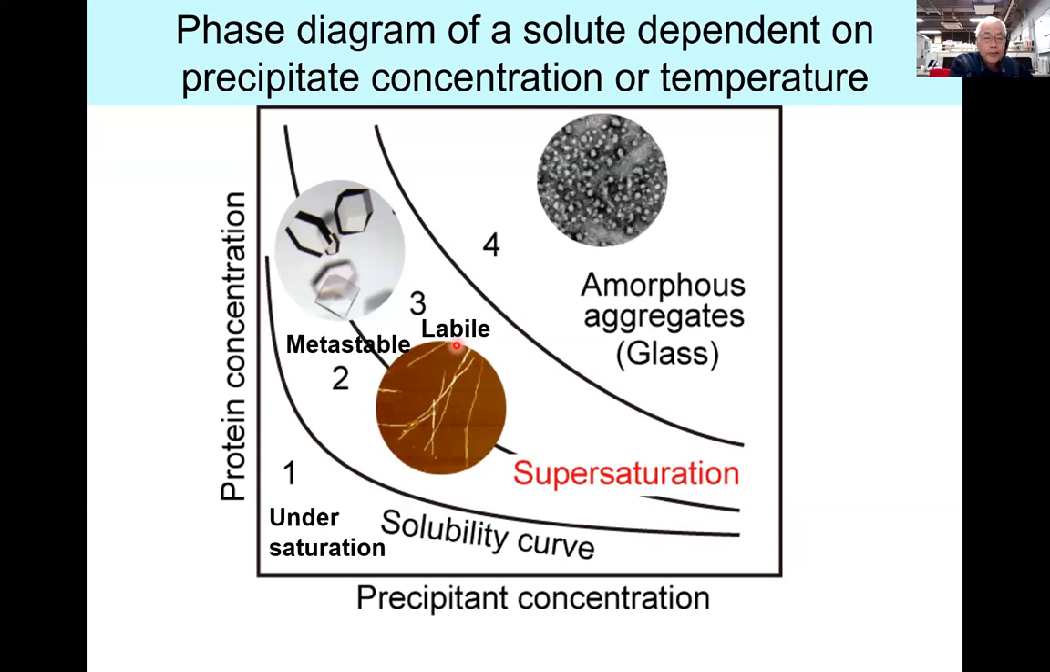What is important is that the supersaturation region is divided into a metastable region, where seeding is required to form crystals, and a labile region, where crystals form without seeding. In the metastable region, supersaturation is supposed to continue forever. In the labile region without seeding, after a lag time, crystals form. Our idea is that the same is true for amyloid fibers.